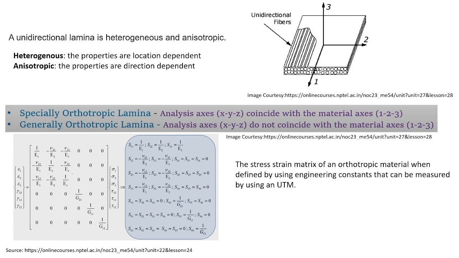Orthotropic laminas are also of two types: specially orthotropic lamina and generally orthotropic lamina. Specially orthotropic laminas are those in which the analysis axes XYZ coincide with the material axes 1, 2, 3. Material axes are the axes formed due to the alignment of the fibers in the lamina. So when they align with the global axes XYZ, it is known as a specially orthotropic lamina. Whereas a generally orthotropic lamina is when the fibers are aligned at some other angle and don't coincide with the global axes XYZ.